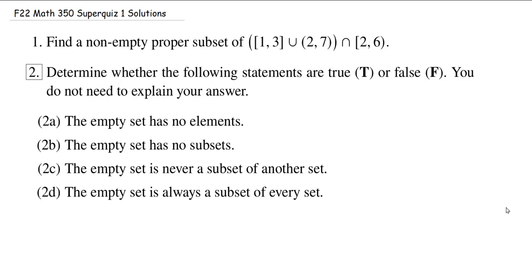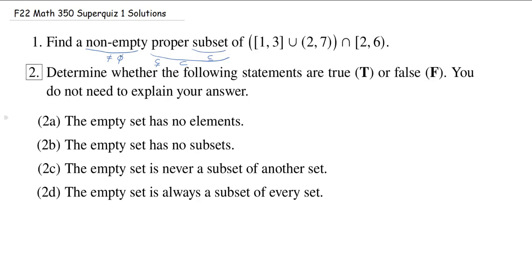So in the first problem, we're looking to find a non-empty, okay, so that means it's not equal to the empty set, proper subset. Okay, so subset, generally we could write it like so, but as soon as you say proper subset, now you mean, I don't want it to be equal, so I use this symbol, or occasionally we can use this symbol to say it's not equal. Of, so this is a union followed by an intersection.